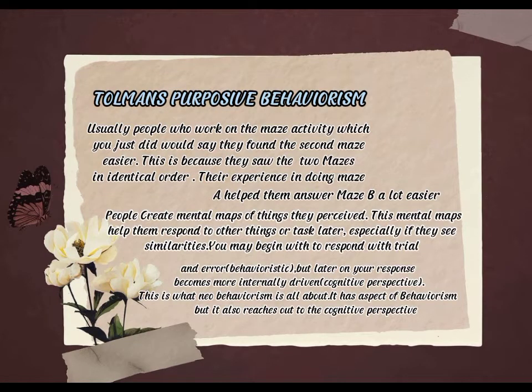Tolman's purposive behaviorism. Usually, people who worked on the maze activity which you just did would say they found the second maze easier. This is because they saw that the two mazes were identical, except that the entrance and exit points were reversed. Their experience in doing Maze A helped them answer Maze B a lot easier. So meaning, if the picture is shown, it is easier to solve Maze B because we already have the knowledge and experience from Maze A. So the process of entering and exiting Maze B is easy.